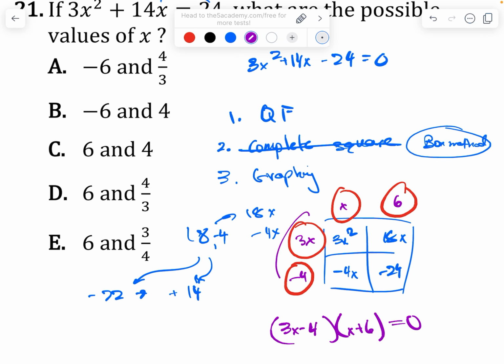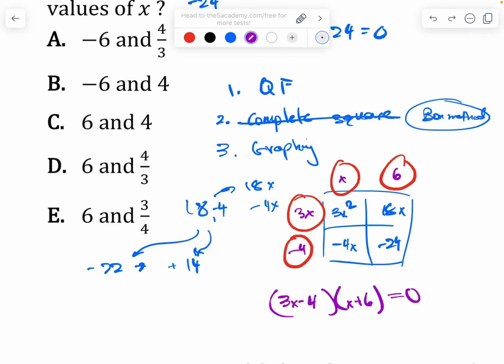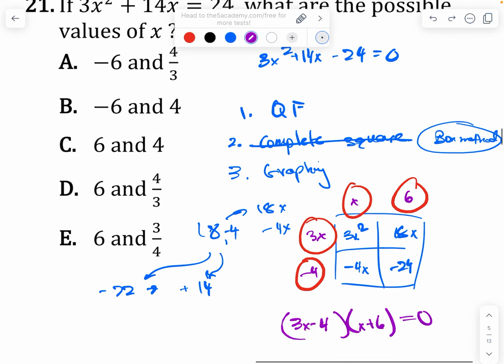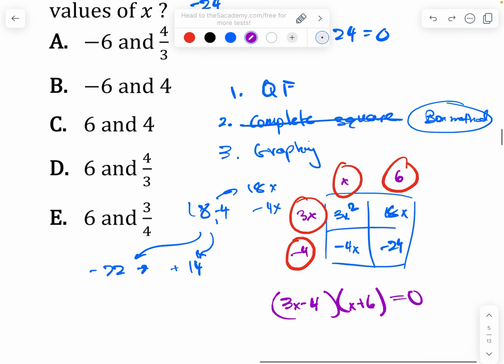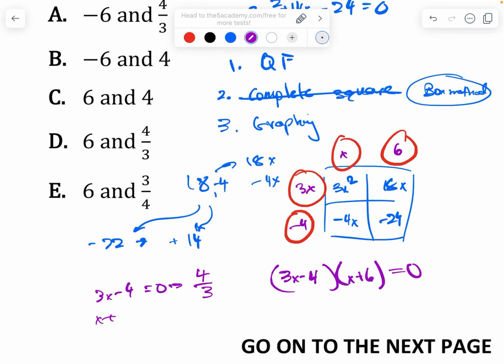That's effectively what you do here. You just take those and put them into these statements. And now possible values of x, right? We're going to evaluate this. 3x minus 4 equals 0. You end up getting x equals 4 over 3. x plus 6 equals 0. x equals negative 6.